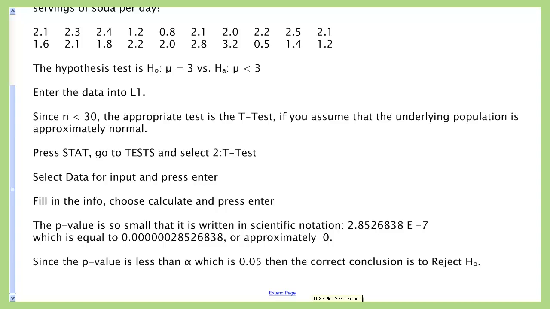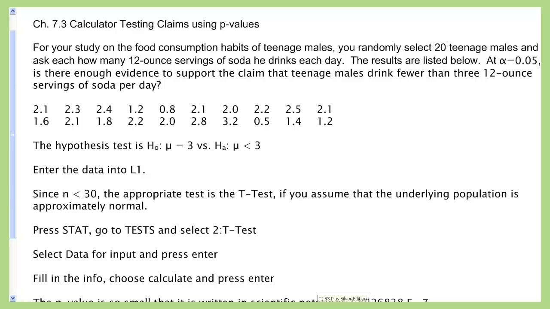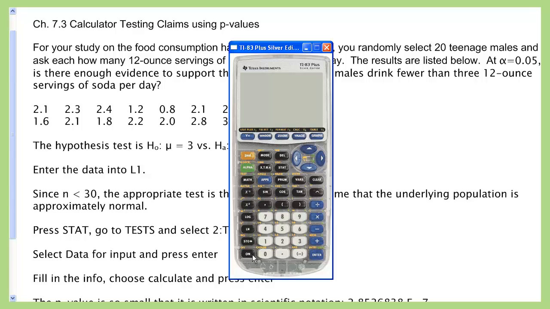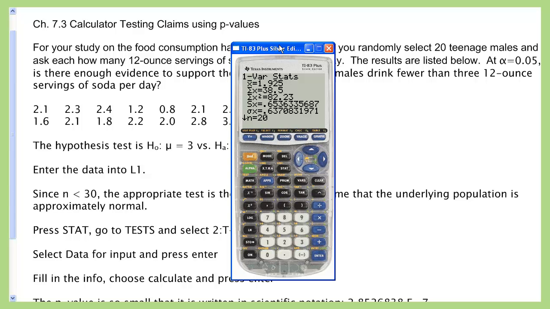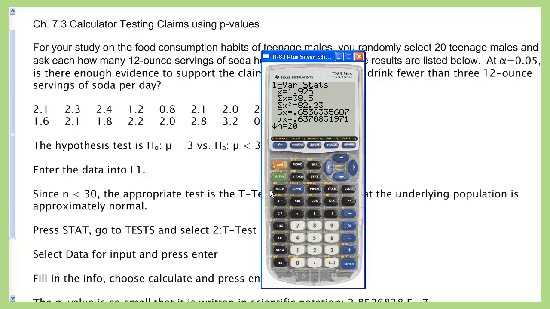So we're going to look at the calculator now. And let me pull this back up so I can see my numbers. So here's the calculator, and I've already put the numbers in L1. What I'm going to do now is get a mean, because I don't have a mean yet. So I'm going to press Stat, go over to Calculate, and I'm going to find out that my mean is 1.925.